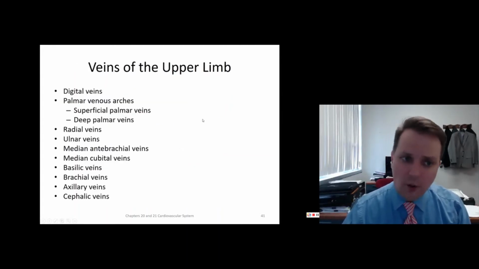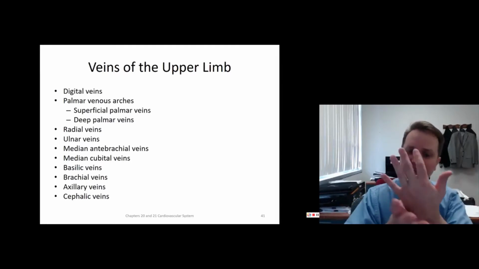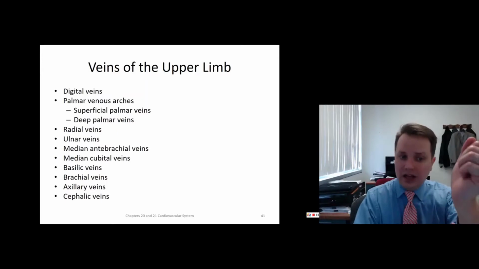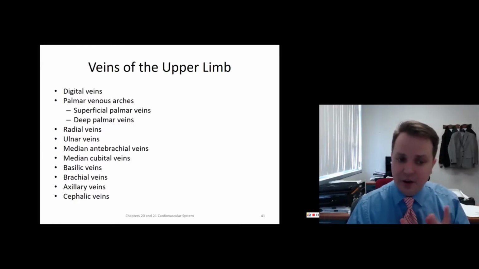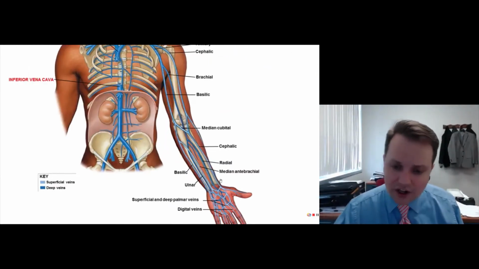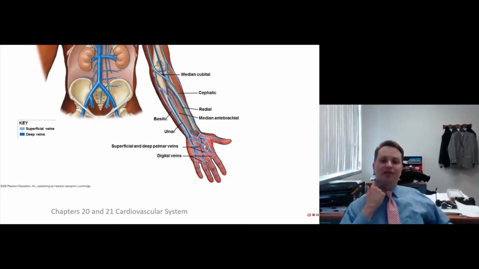Okay, so as we go through the upper limb, we're going to start backwards. We're going to start with the fingers, digital veins, to the palmar venous arches, which are superficial and deeper ones. Now, we are going to see a radial and ulnar vein coming together, and then a median antebrachial vein, median cubital, basilic, brachial, axillary, and cephalic. When I teach this, we're going to start with our digital veins and the superficial and deep palmar venous arches.